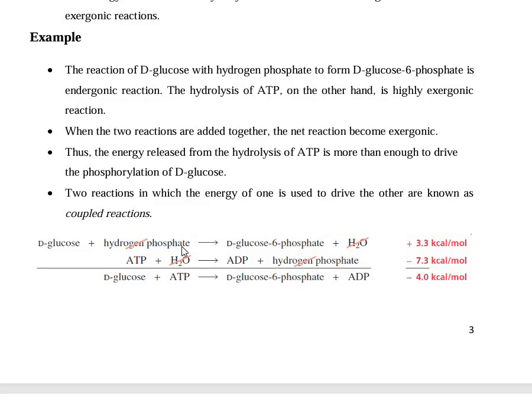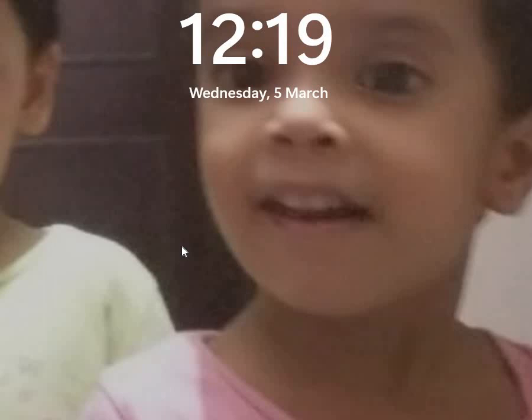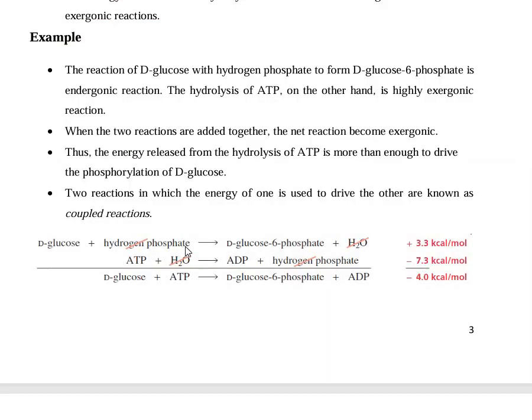So this is a special type of reaction, a coupled reaction. Coupled reactions mean two reactions occur with the help of each other. Now you can understand a coupled reaction with this example. You can see D-glucose and hydrogen phosphate give D-glucose 6-phosphate plus water, in this case plus 3.3 kilocalories per mole. On the other hand, ATP takes this water and forms ADP and releases 7.3 kilocalories per mole.